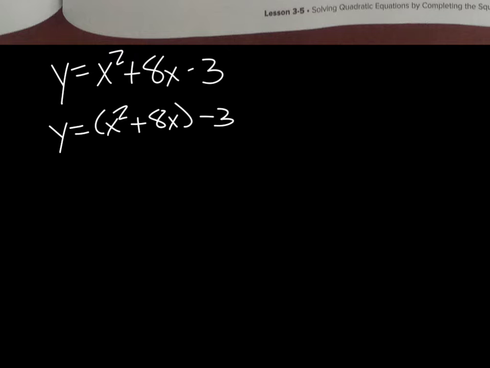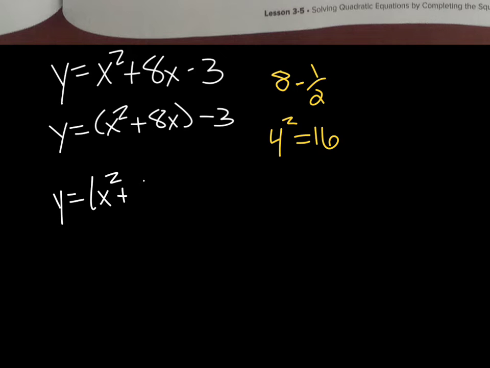Now we're going to go through and complete the square, and it's done the same way. What do we have to do to that 8? Multiply by half, what do you get? 4. What do you do with that? You square it, and you get 16. So now here's where the wrinkle comes in. We're going to say x squared plus 8x plus 4 squared, just like we always did. But then we're going to turn around and right away subtract 16.